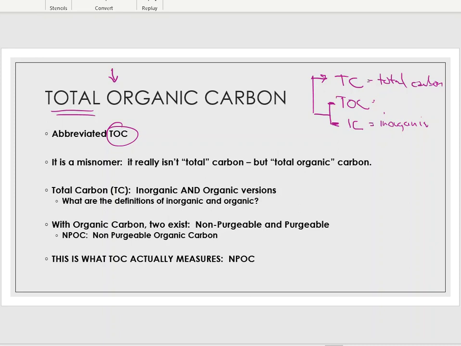Now, to make this even more confusing for you, under the organic carbon label, total organic carbon, there's actually two different versions. One version is going to be called non-purgeable, and the other version is going to be called purgeable. So purgeable, we don't really have an abbreviation for it, honestly. We just write purgeable on here. The non-purgeable is NPOC, non-purgeable organic carbon. And right here's the definition, and right there's the abbreviation.